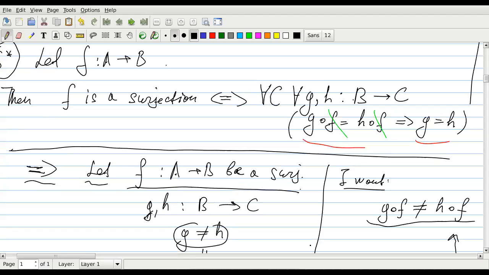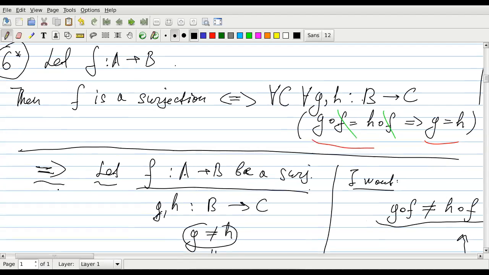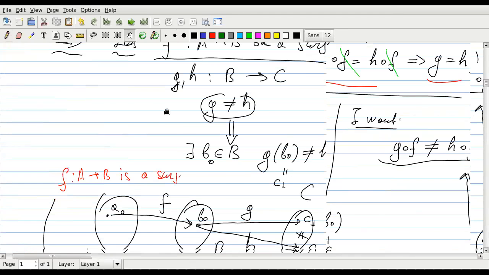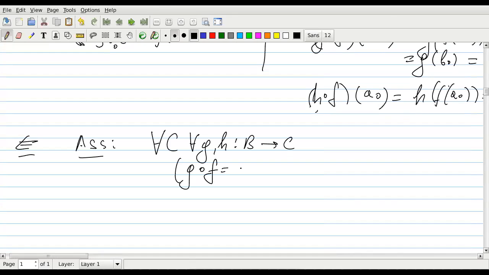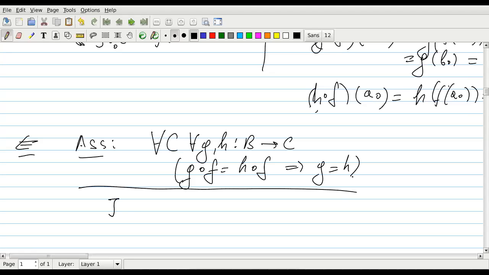So we have proved the easier implication, and now let's prove the implication in the opposite direction. Now we have the following assumption. For each C, for every two functions G, H from B to C, if these two compositions are equal, then G equals H. So what do I want here?